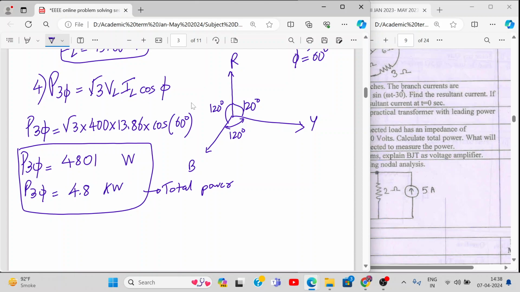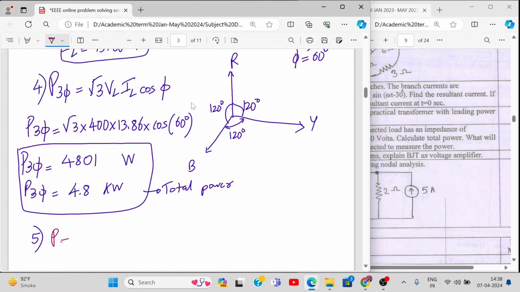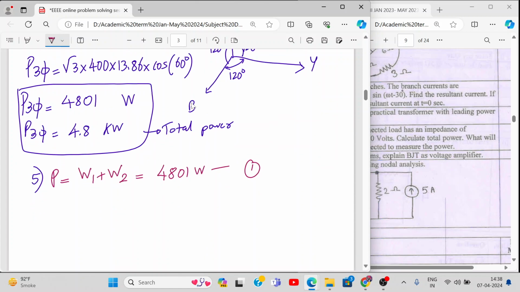Matlab, they are asking us W1 and W2. Do you remember what is the power formula in two wattmeter method? Power will be given by addition of two wattmeters. Yes or no? And this is 4801 watts. Let us call this equation number 1. Do you agree? Power in a three-phase system when using two wattmeter method is addition of the two wattmeter readings. So power is given by W1 plus W2.